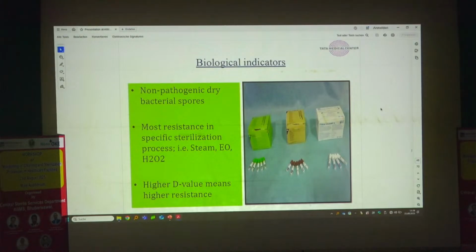Now come to the biological indicator. In our hospital, we do not use any rapid, super rapid, or tetra rapid, not like that. We are using the conventional biological indicator, which is non-pathogenic and most resistant in specific sterilization processes like steam, ETO and plasma, and a higher D value means higher resistance.